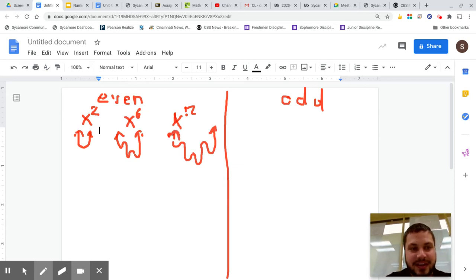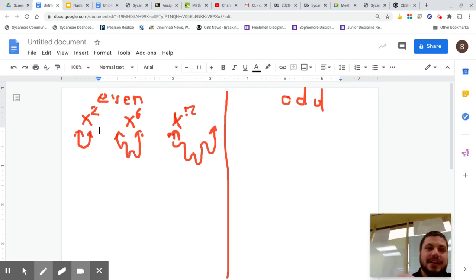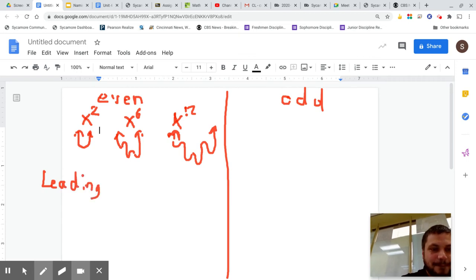But notice that the ends are always the same: the left side is going up to infinity, the right side is always going up to infinity. So if it's an even degree and the leading coefficient, the number in front, is positive, then in general it's shaped like a parabola, meaning that the ending behaviors would be up on the left. They always list left side first, then right side. The left side's going up, the right side's going up.